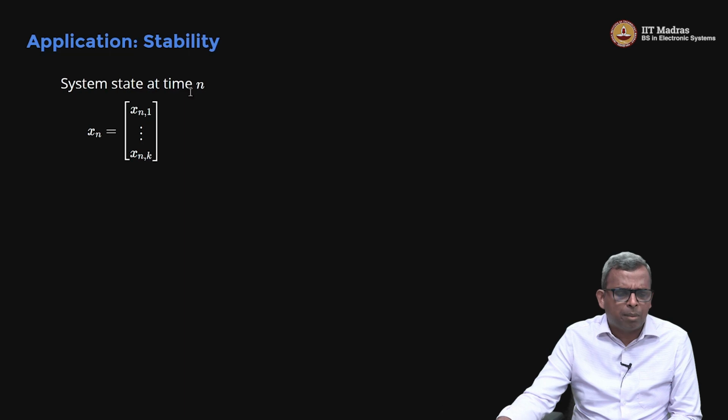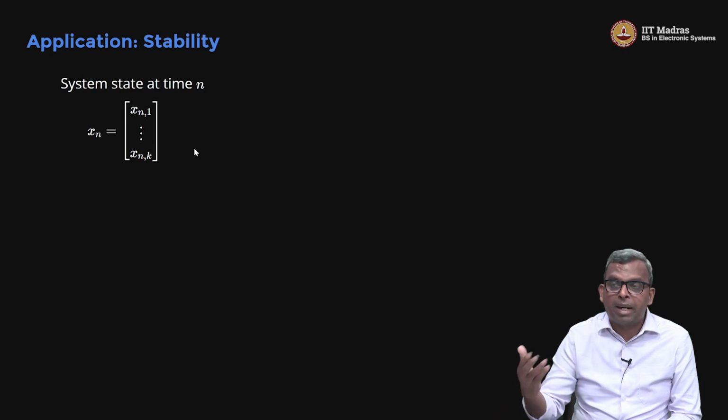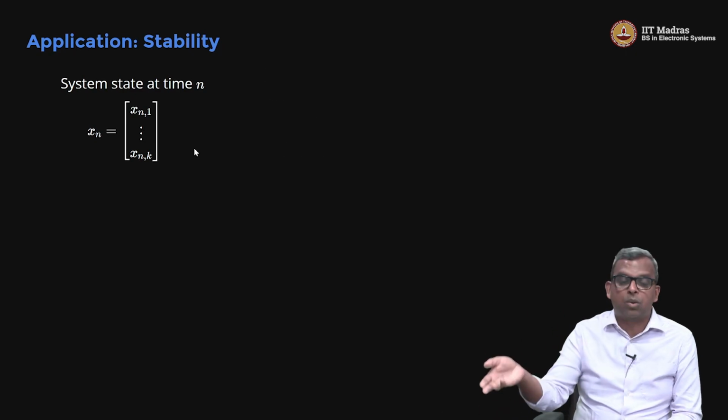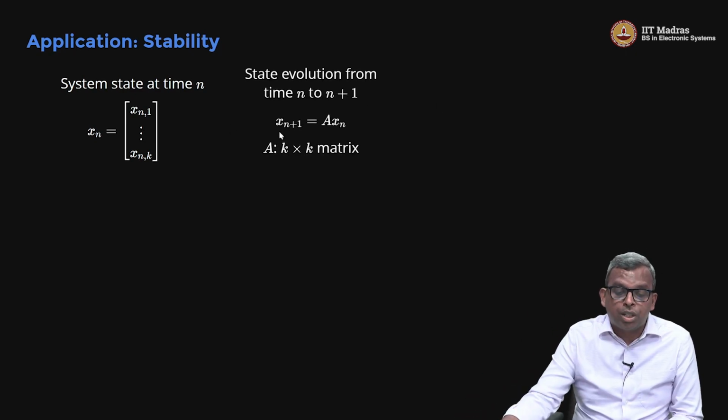We saw already in some examples that the state of a system, usually at time n, is represented by a vector. And this state evolves from time to time. From time n, it evolves to n plus 1, etc. And that evolution usually is captured by a matrix multiplication. X n plus 1 is A times X n. It's very common. This A could be a constant matrix. In many cases, it is. This A will be a k by k matrix, right? So the X n is a k length vector, so A will be a k by k matrix.